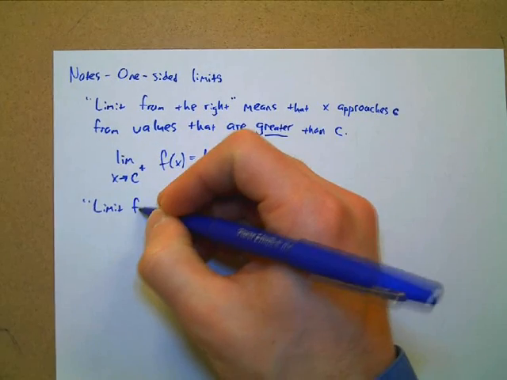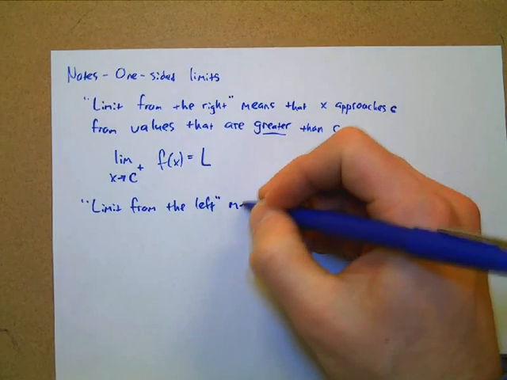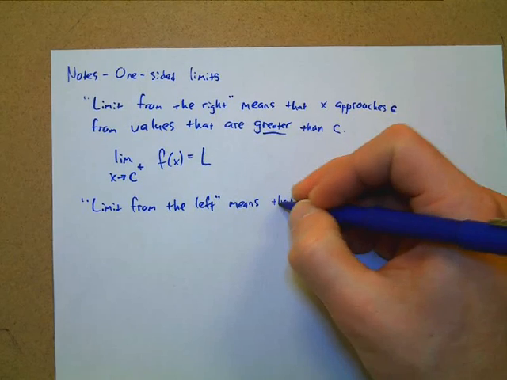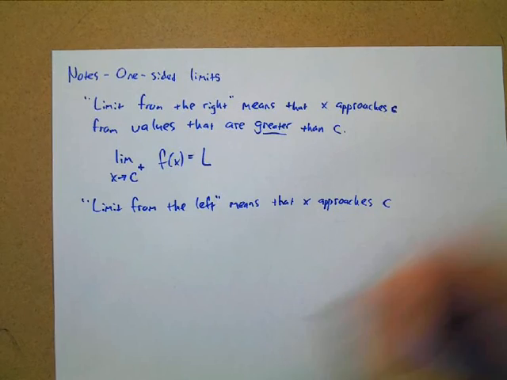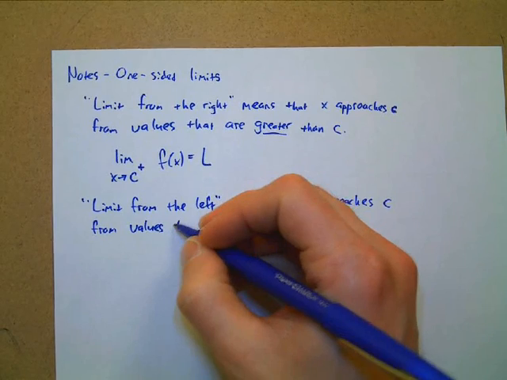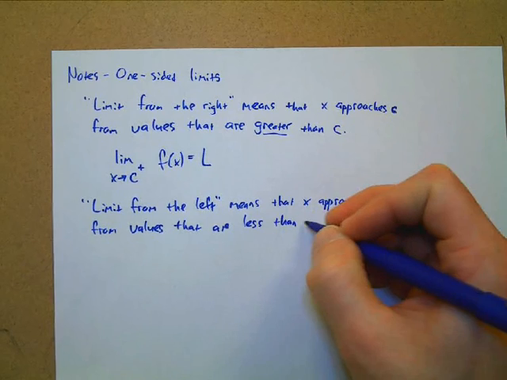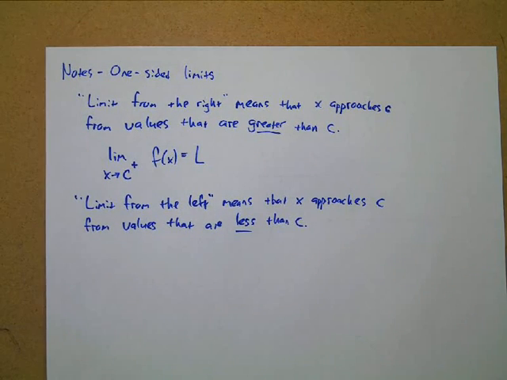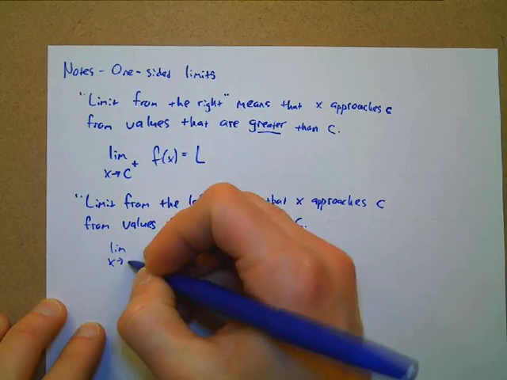Likewise, we can have a limit from the left. And that means that x approaches c from values that are less than c. Which again makes sense, right? Approaching from the left means values to the left of c will be less than c. And of course, you may be able to guess that the symbol for the limit as x approaches c from the left will be a negative sign in the exponent.